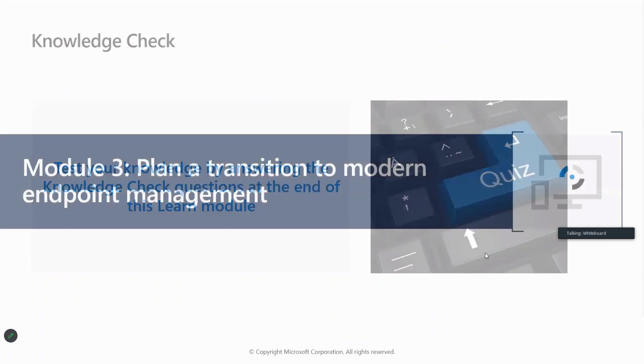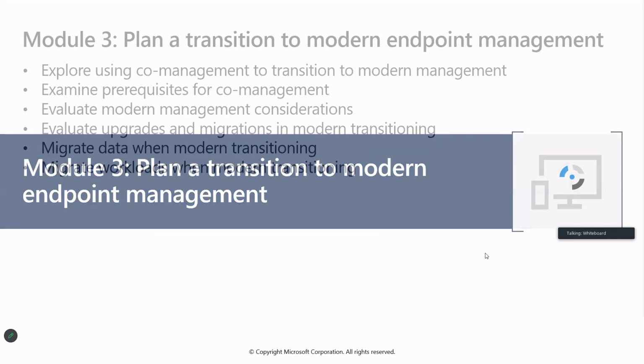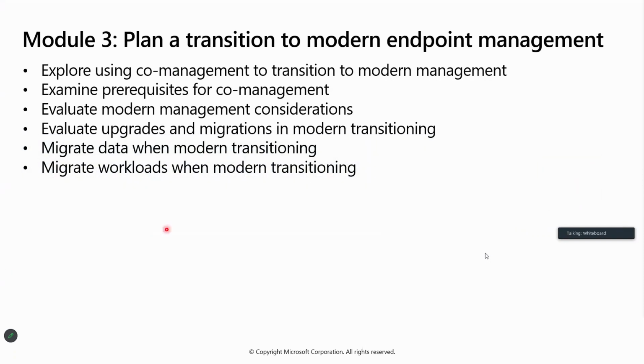Alrighty. What about planning a transition to modern endpoint management? So this is all about, we've got domain controllers, we're doing things through group policy and config manager, but we now want to go and add some cloud-based solutions. We're going to look at here exploring using co-management to transition to modern management, prerequisites for our co-management, our modern management considerations, upgrades and migrations, migrating data. And so a part of this here is just looking at the migration side of things. This here is really concentrating on the cloud management side of things.